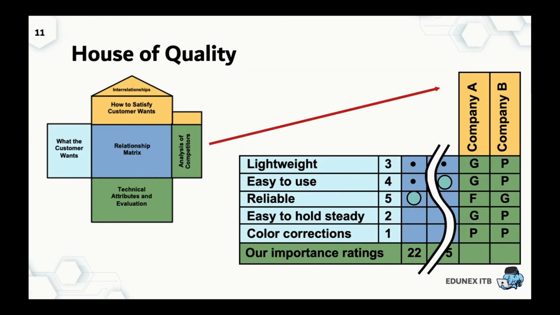This is the benchmark, for each what the customer wants, with the other company. For example, the lightweight feature or reliable feature. Lightweight feature, company A is good, company B is poor. Reliable, company A is quite fair, and company B is good.